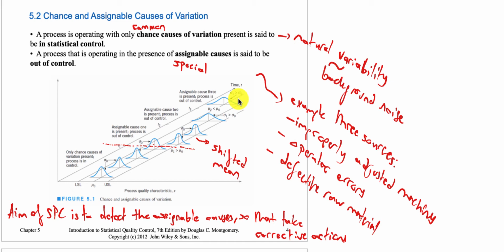We can eliminate defective raw material if we do not put defective parts into the process. But about natural variability, which is a common cause and can also be called chance causes, we cannot do anything about it. It is like background noise, but it doesn't actually harm us in quality terms. The aim of statistical process control is to detect the assignable causes so that we can take corrective actions. Then we can reduce the variability and improve the quality.